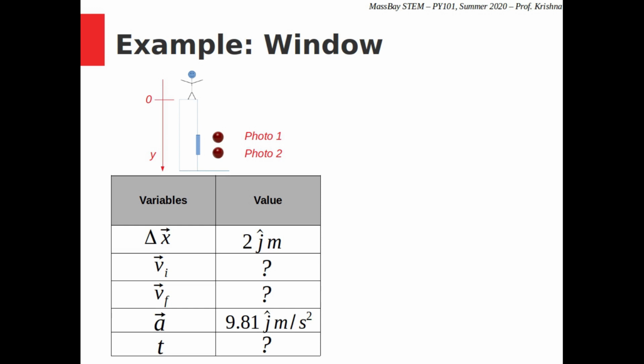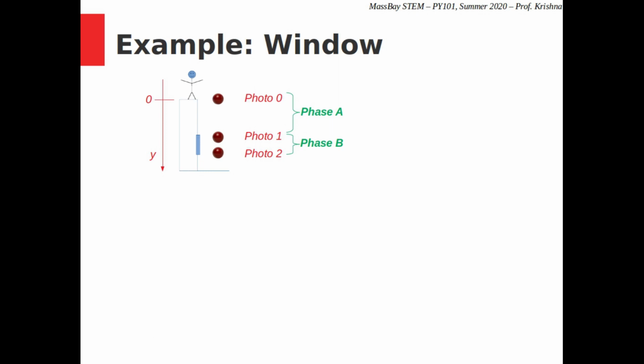Here's how we solve this. We're going to take another photo, photo 0. Photo 0 will be taken a nanosecond after the child dropped the ball. We'll analyze the motion of the ball between photo 0 and photo 1 when the ball reaches the top of the window. We'll call this part of the motion phase A.